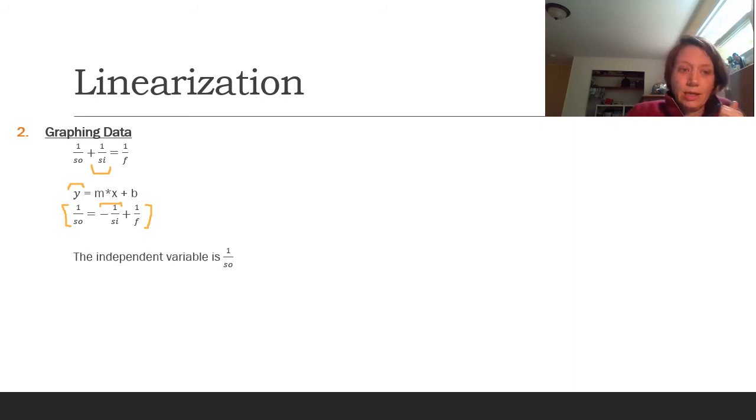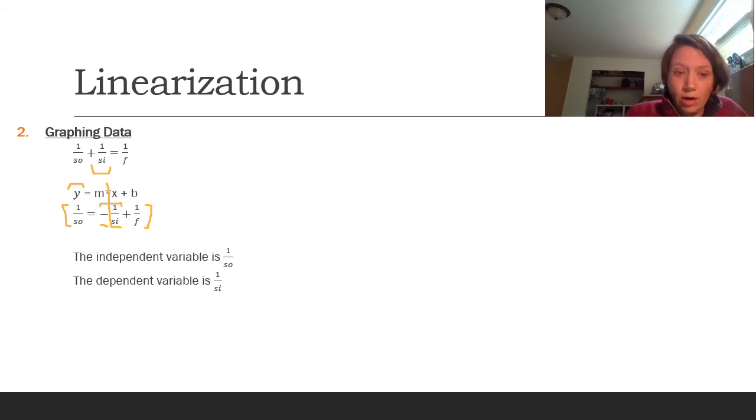Realizing that in this case, the y value is 1 over SO, which means that is the value I'm going to want to graph on my y-axis. For the x-axis, I can do whatever I want with m here, but let's call m negative 1. We'll make that little negative sign the m, and then the x value will be 1 over SI. So that breaks it into pieces: that's the x and that's the m.